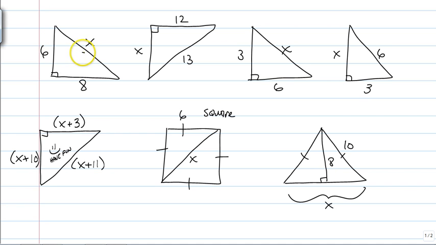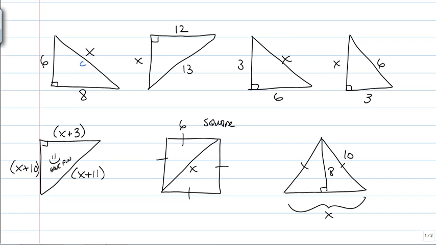If it helps until you're good, you can write a C wherever the hypotenuse is, and then all you have to do is start plugging and chugging. It's just working with the formula. So this would be 6 squared plus 8 squared is equal to x squared. 6 squared plus 8 squared is 100, is equal to x squared. So take the square root of both sides and you get x is equal to 10. That's it. That's all you have to do for these guys.